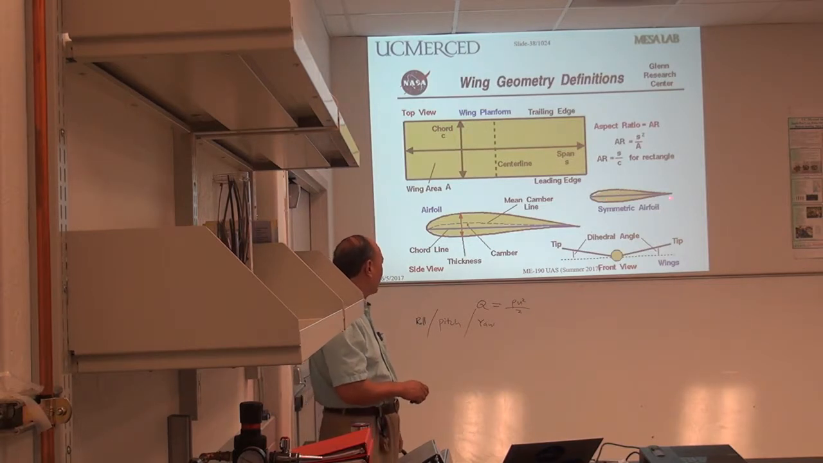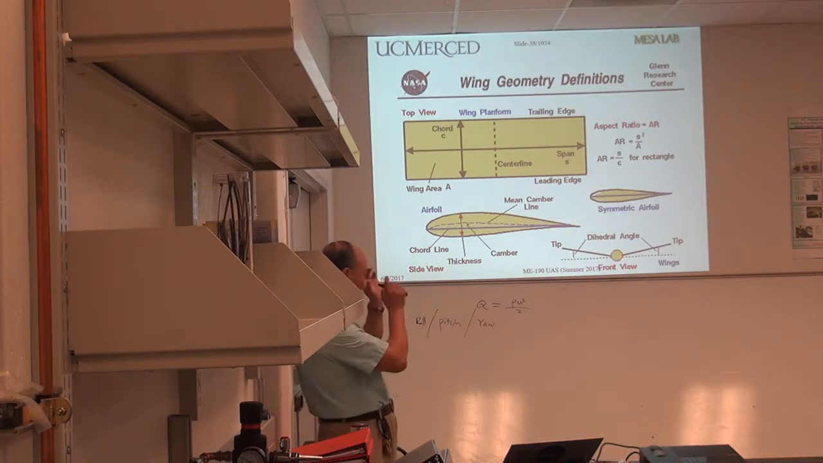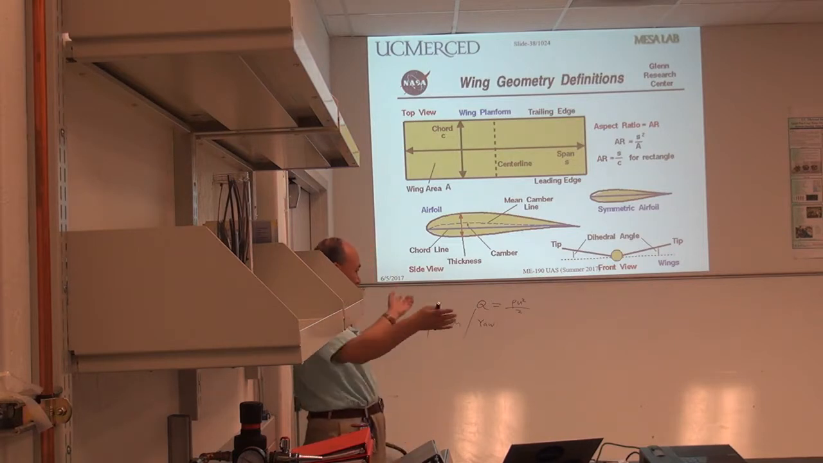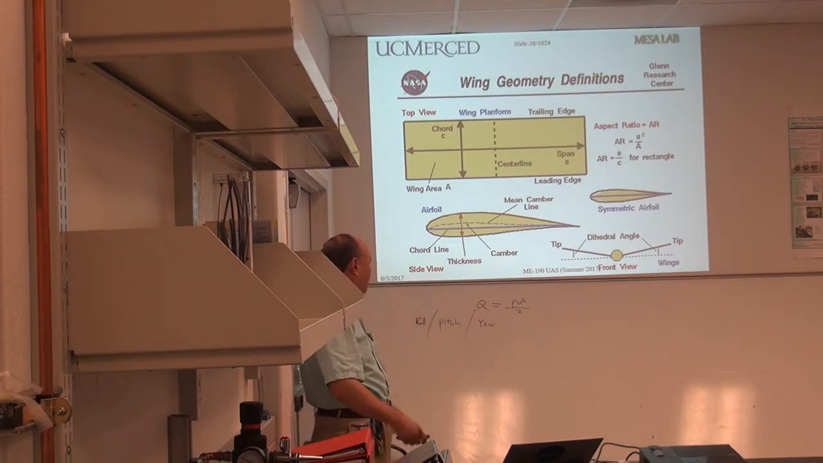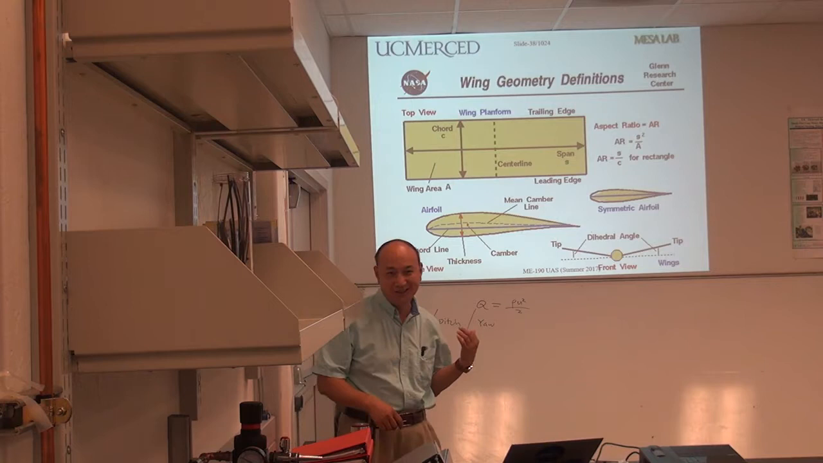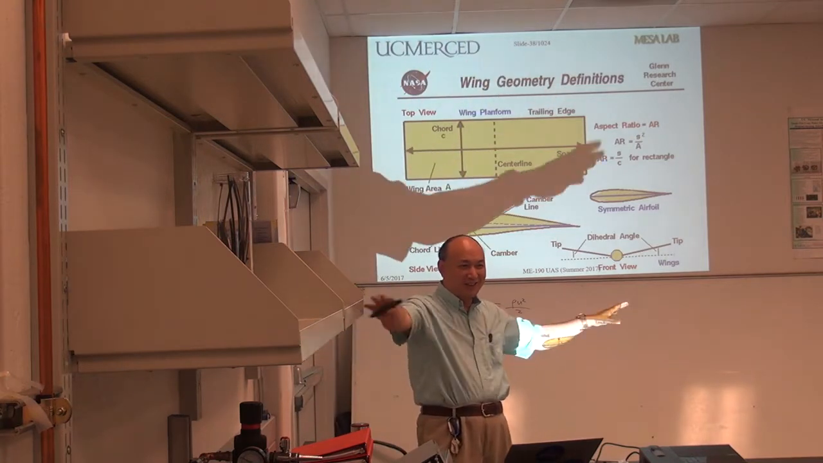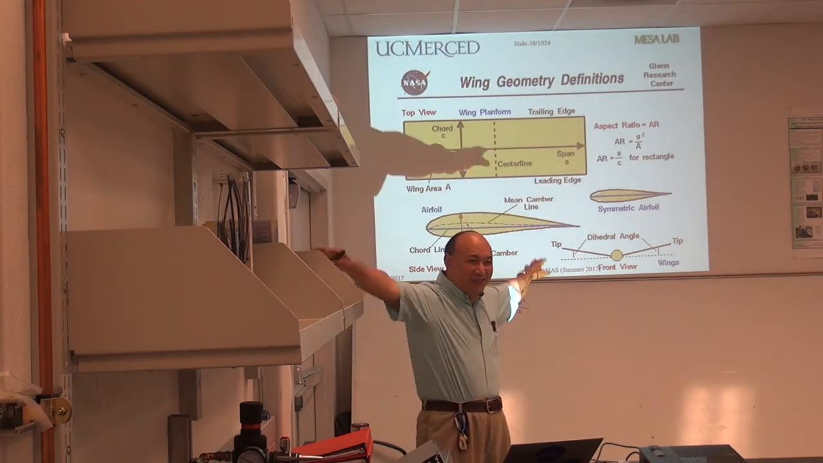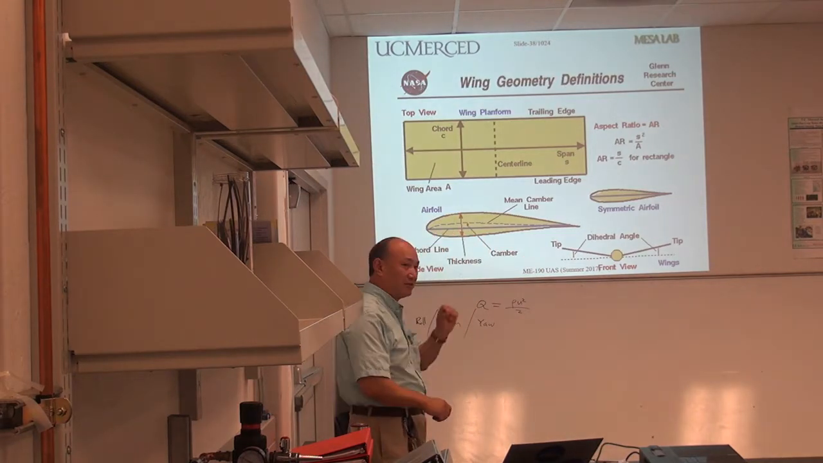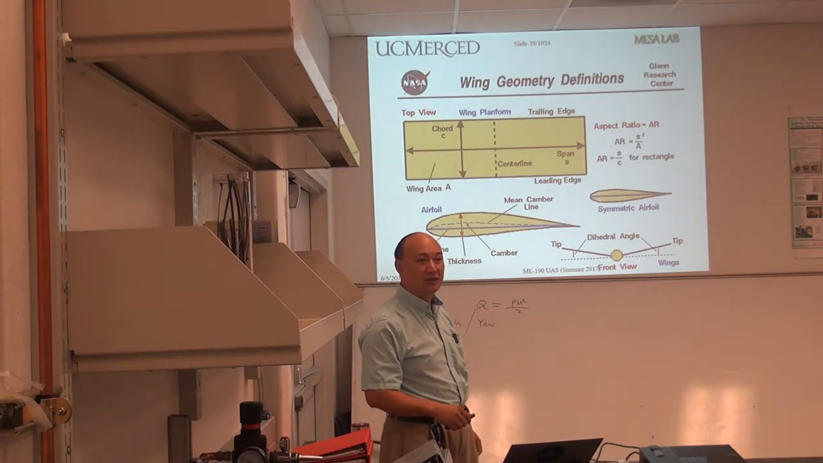So it could be symmetric. And also, this is the front view, from the front of the aircraft. You see the wing is not flat like this, it's actually tilted a little bit up. So this is called a dihedral angle. This is important, we learned it the hard way previously. We put the wing like this, it's not working. The wing has to be a little bit like this. So there's a dihedral angle, it's a very small angle, by the way.